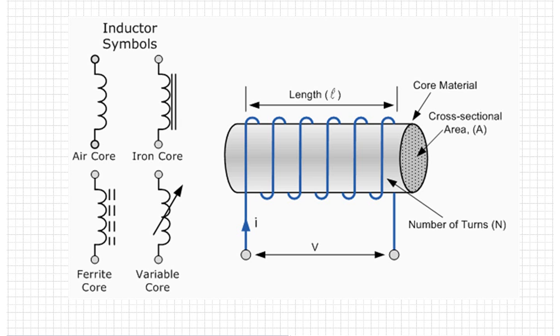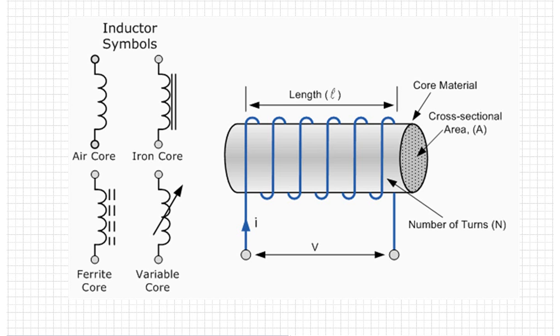Inductance is directly proportional to the permeability of the core. So if we replaced air with a material with a permeability of 10, then that would increase the inductance of the inductor by a factor of 10.